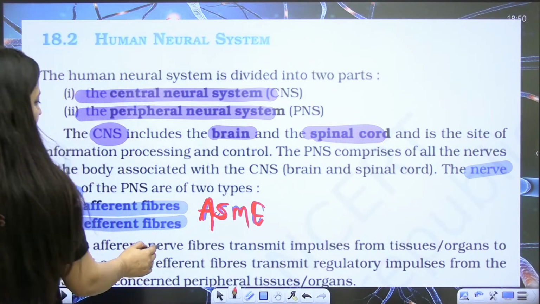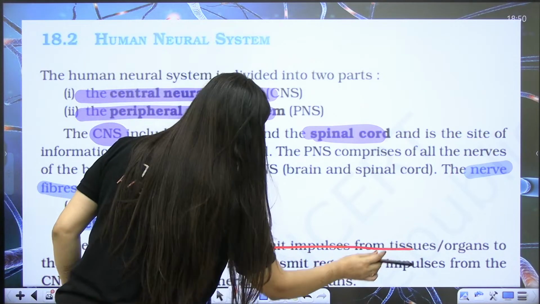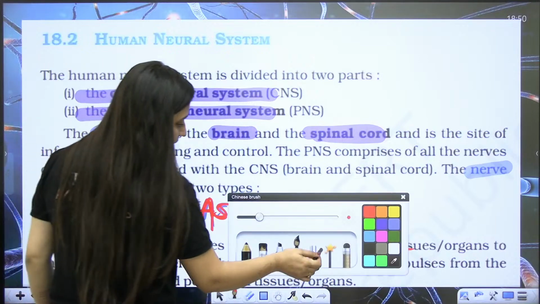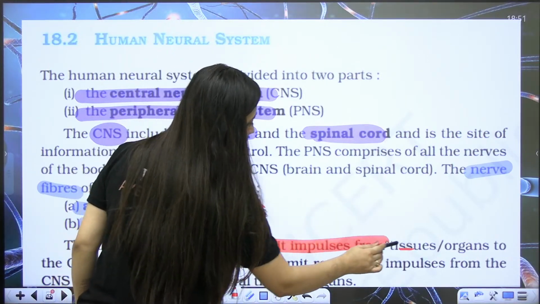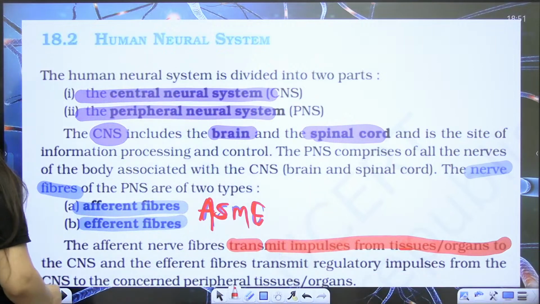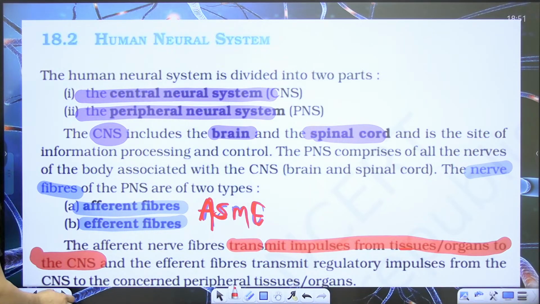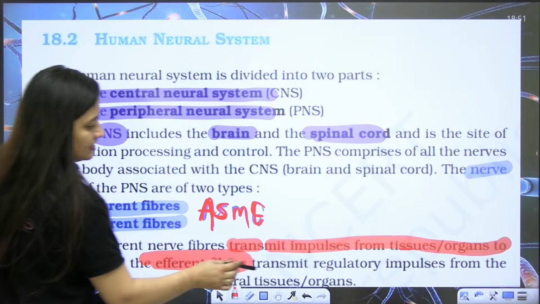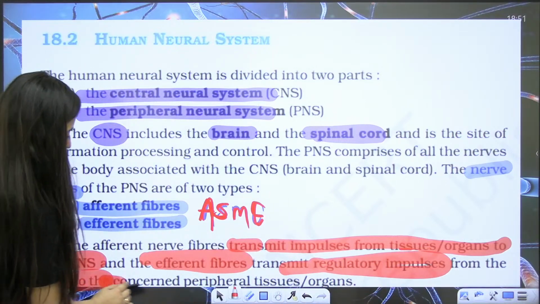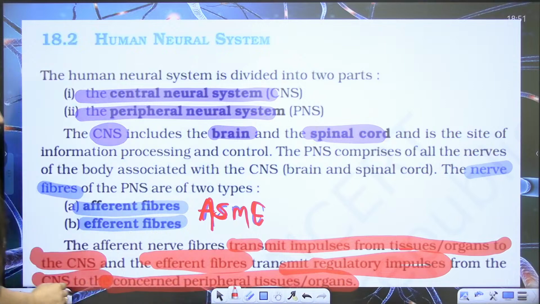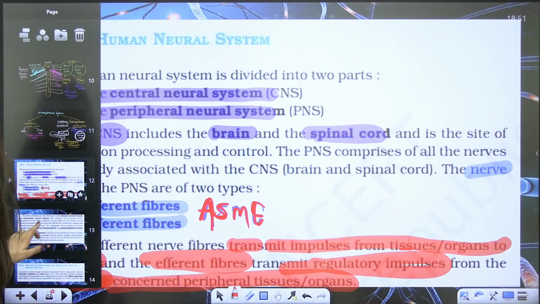Okay, so afferent fibers will transmit impulse from the tissue, or you can say receptor, to the central nervous system, and efferent fibers will transfer this from the central nervous system to the concerned tissue or organ. Is that clear?